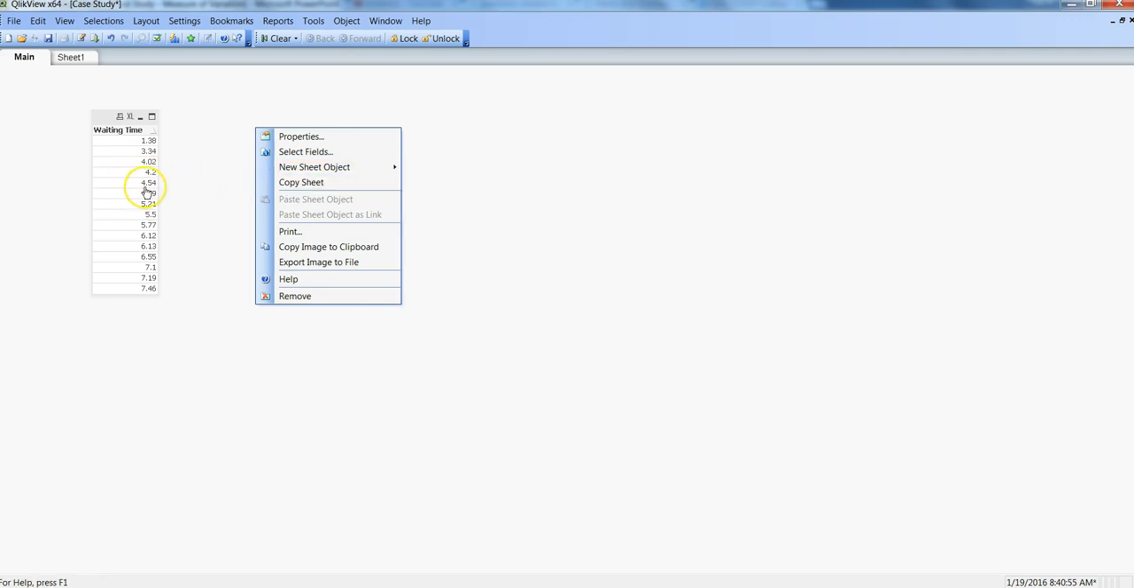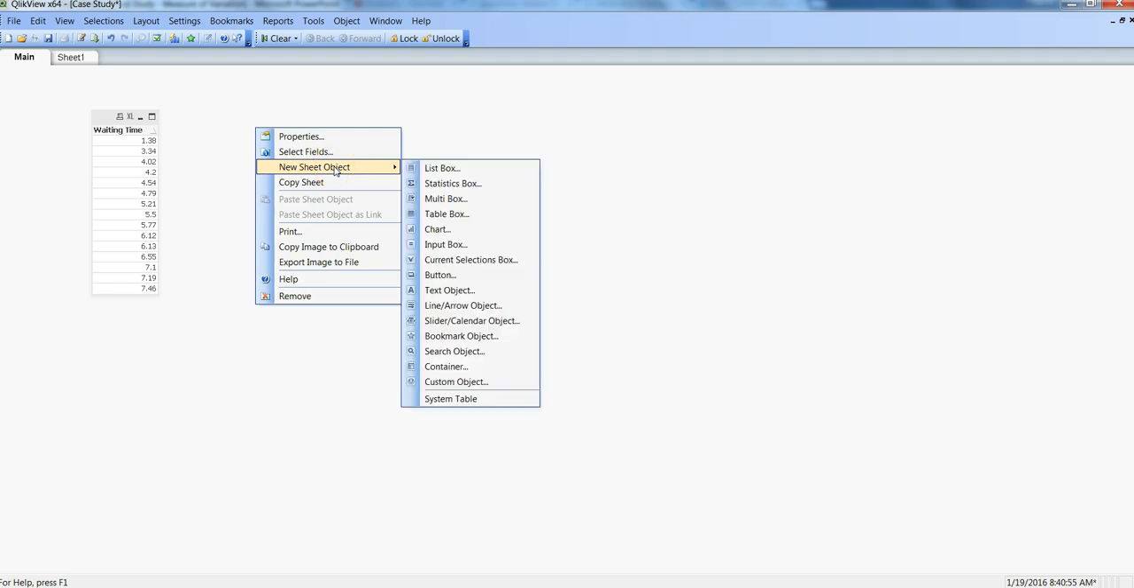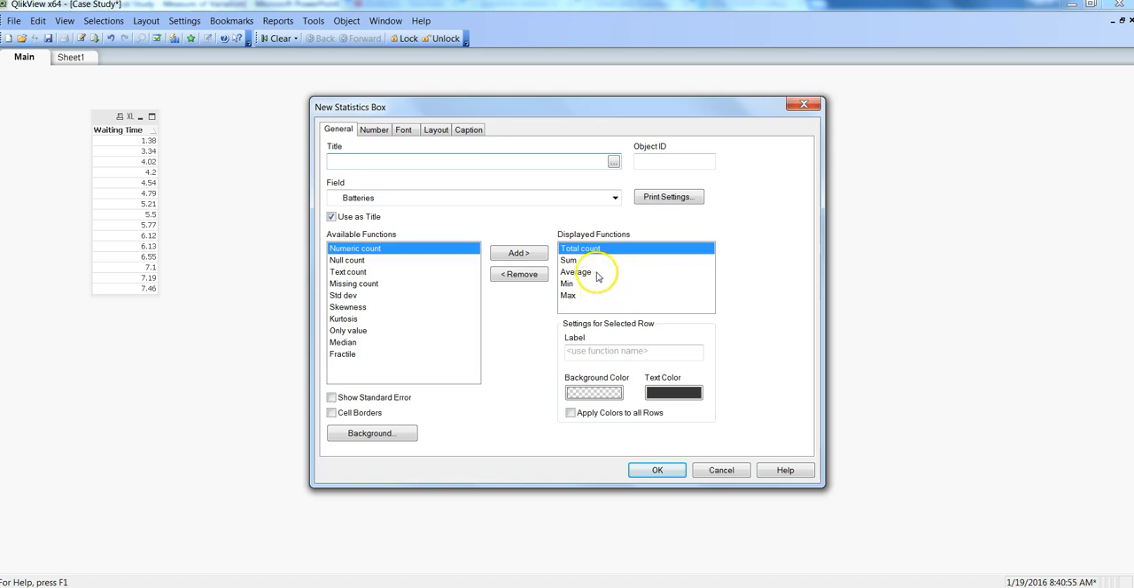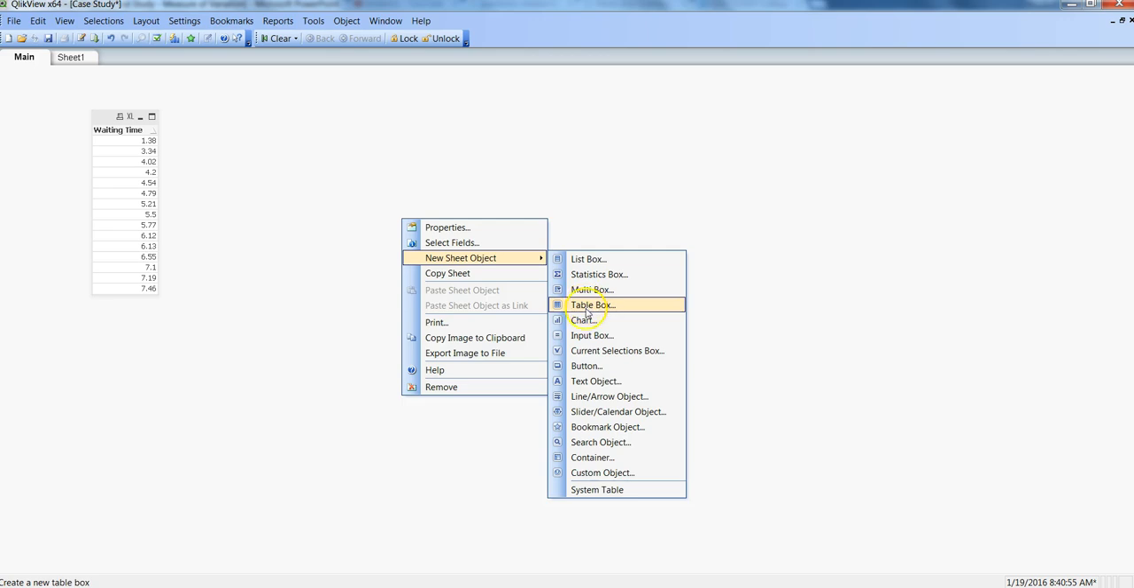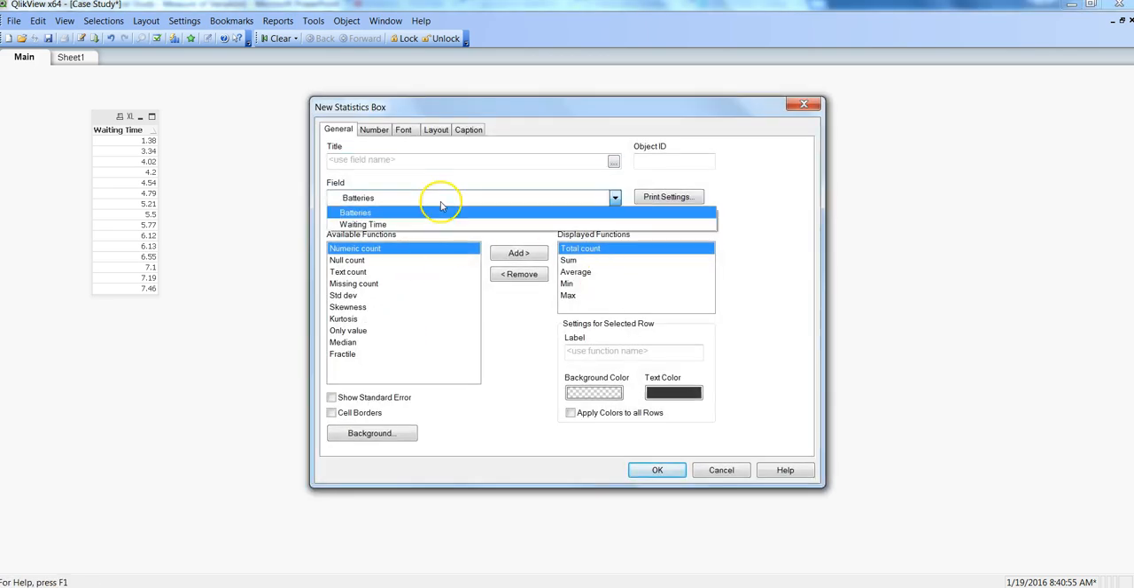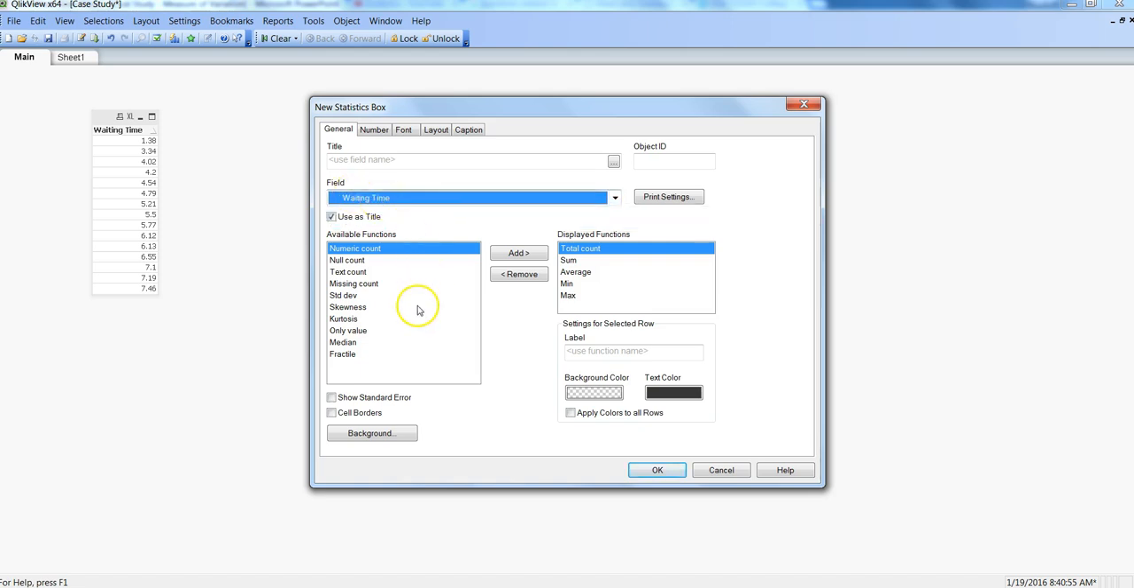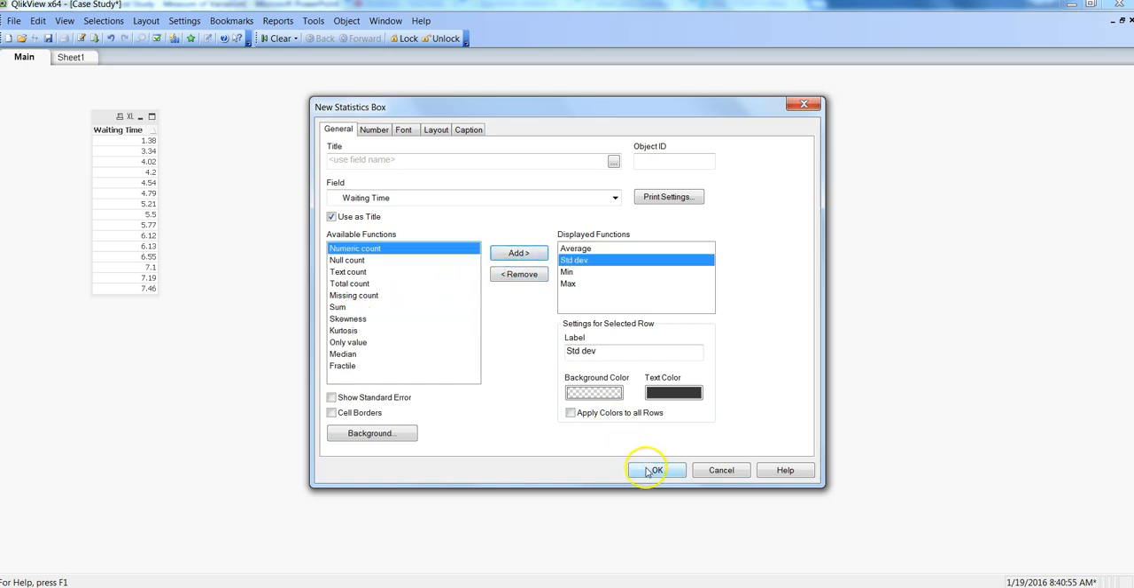Because I don't have any dimension attached to it, it's just very simple data, so I can use the statistics box. What I am interested in is the minimum, maximum and the standard deviation, but I have a whole lot of these formulas, so I will remove some. Total sum, average is good, minimum, maximum is good, standard deviation is good, so I'll select that and click OK. I have selected it for batteries, so that's not what I want. I will put it into sheet 1 where I have the batteries examples. I'll again choose the statistics box, and the field that I want is the waiting time. Now I will remove the sum and total count again, add the standard deviation and click OK.